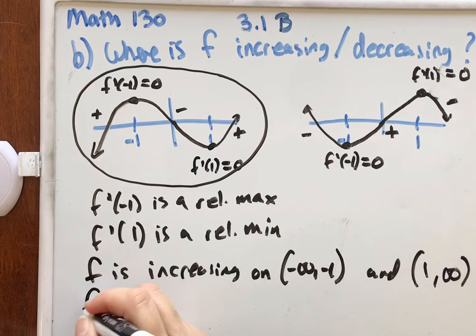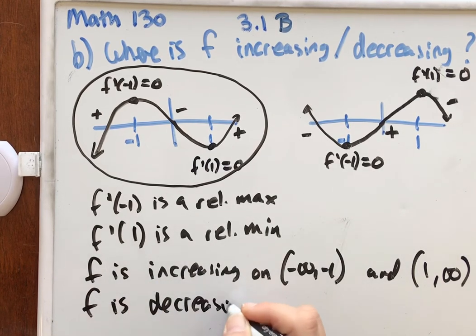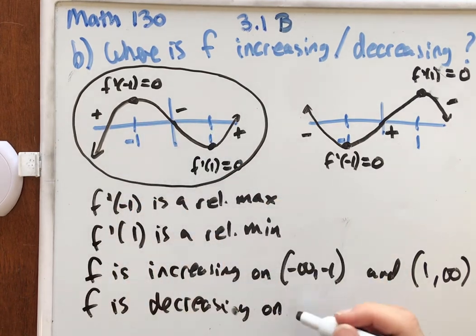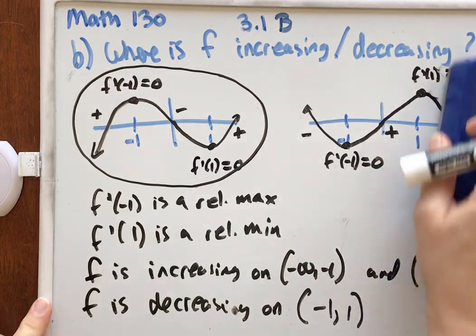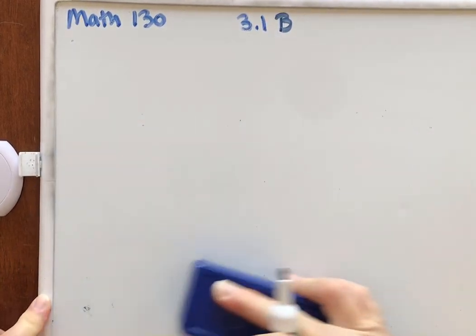Okay, and then we say f is decreasing from -1 to 1, -1 to 1. Okay, let's do letter C now. And then we are done with 3.1.